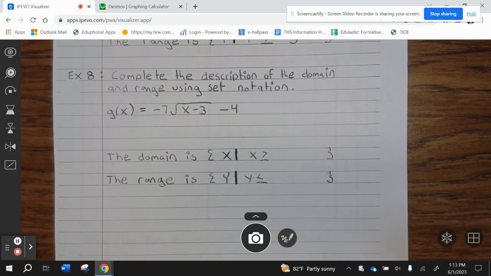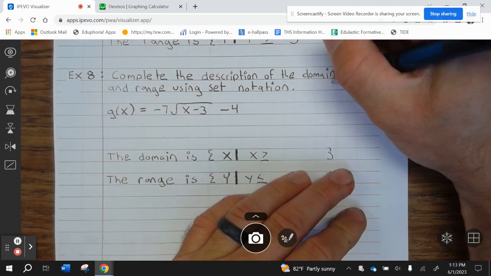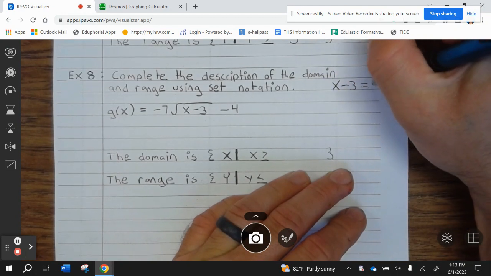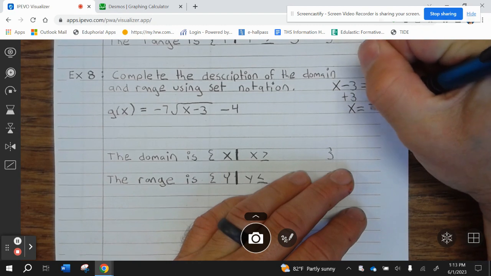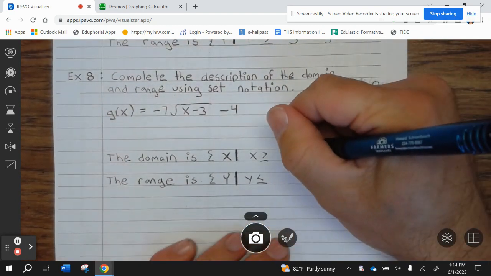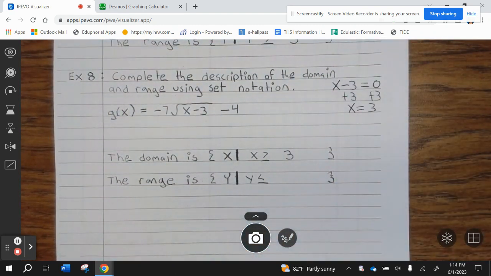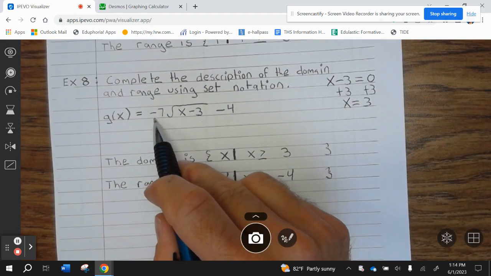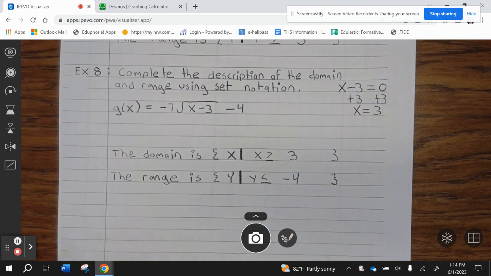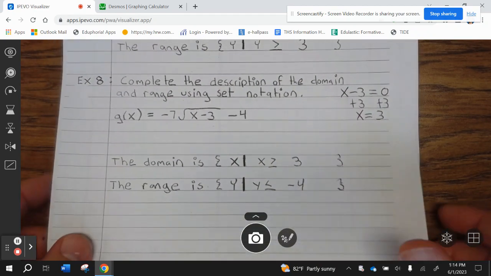Let's take a look at example 8. So we said x minus 3 equal to 0. Add 3 to both sides. X equals 3. So your domain is greater than or equal to 3. And then this number is here. It's less than because of the reflection right there. All right, go ahead and finish up example 8.